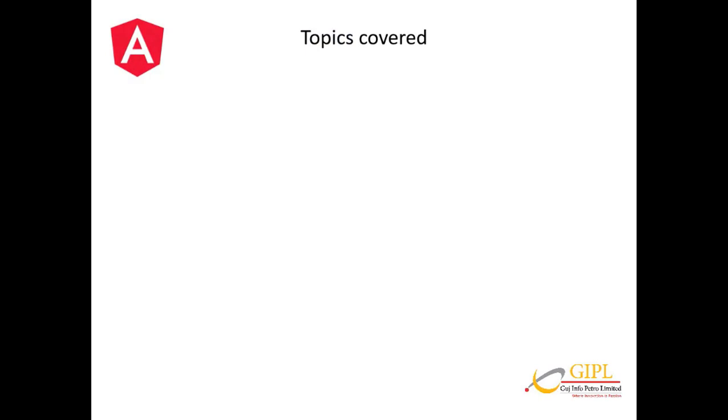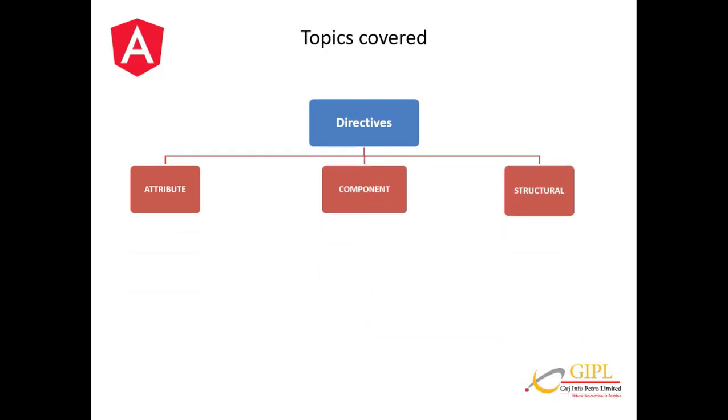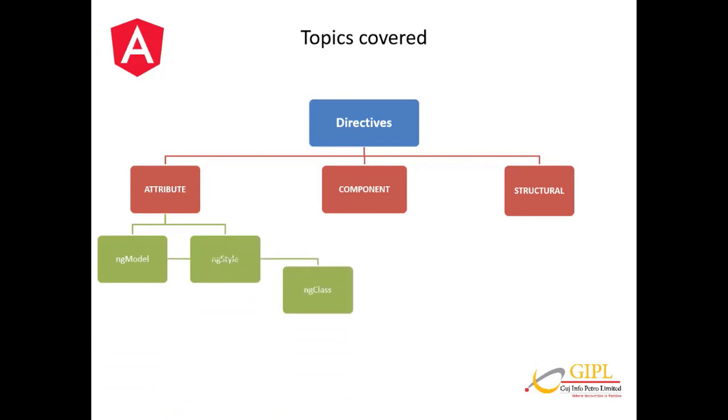In today's session, we have covered what directives are in Angular, benefits of directives, and three types of directives: component directive, structural directive, and attribute directive. In attribute directive, ng model, ng style, and ng class change the appearance or behavior of an element or component or another directive. We will discuss structural directives ng-if, ng-switch, and ng-for in the next video.